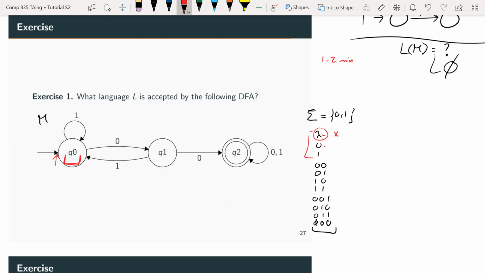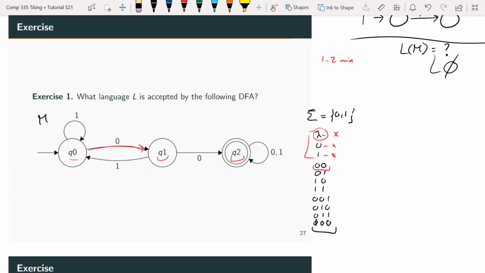Then if you read a 0 or a 1, so if you're at Q0 and you read a 0, you get to Q1. So that's not enough to get to Q2, which is your final state. So that's definitely not enough. And if you read a 1, and in fact, if you read any number of 1s, then again, that's not enough to get to Q2. You actually stay at Q0. So that's not accepted.